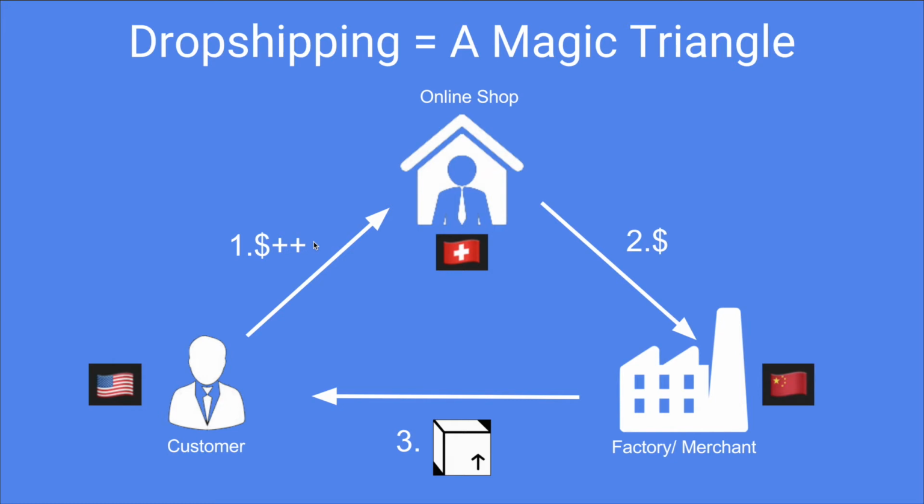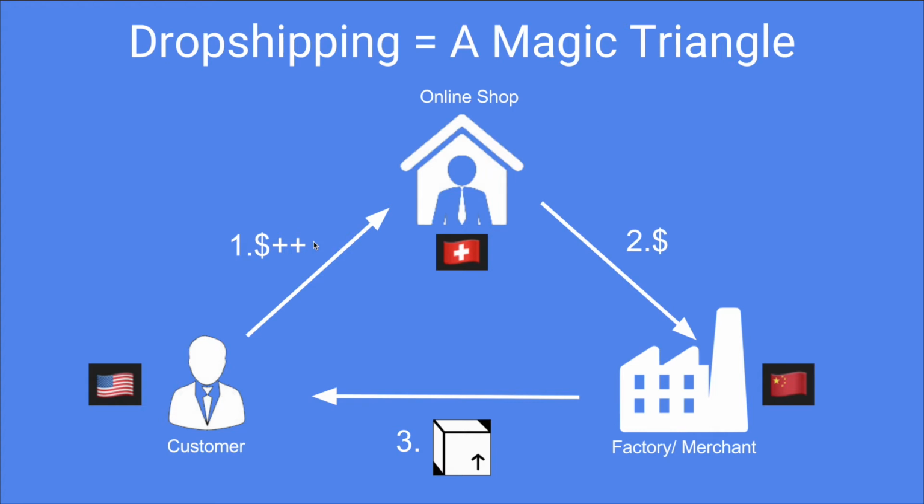You, on the other hand, forward this order to a dropshipping provider. Maybe that dropshipping provider is in China. And so you tell exactly what the dropshipping provider has to ship to your customer in the United States. And of course you pay the provider a certain amount of money for it. Usually this amount should be less than what the customer in the United States paid you. Otherwise, it would not be a very lucrative business.